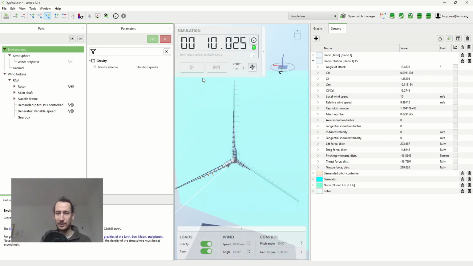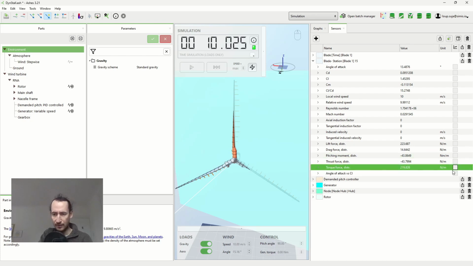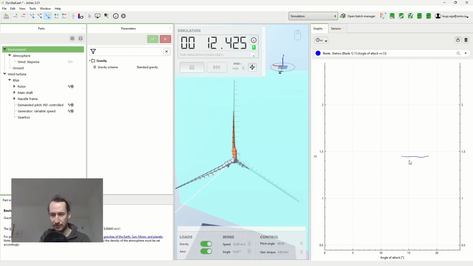And what we're going to look at is, I'm going to add a field which is going to be angle of attack versus lift here, and I want a 10 degrees variation, or 20, 10 on each side for the angle of attack, 1 for the lift coefficient, and maybe 150 points. And if I plot this now, when I press play, what you can see here is the lift coefficient depending on the angle of attack.